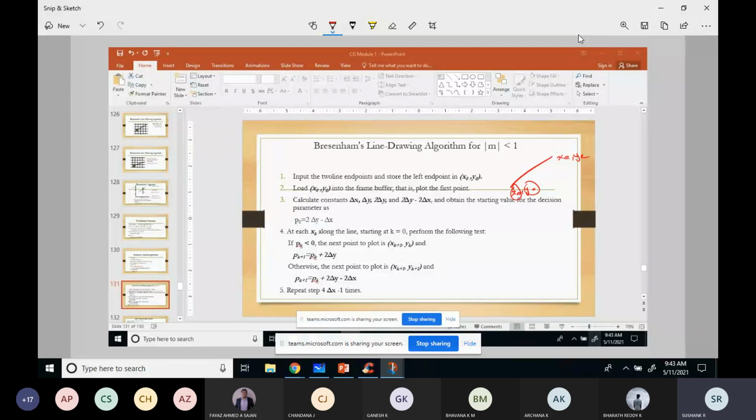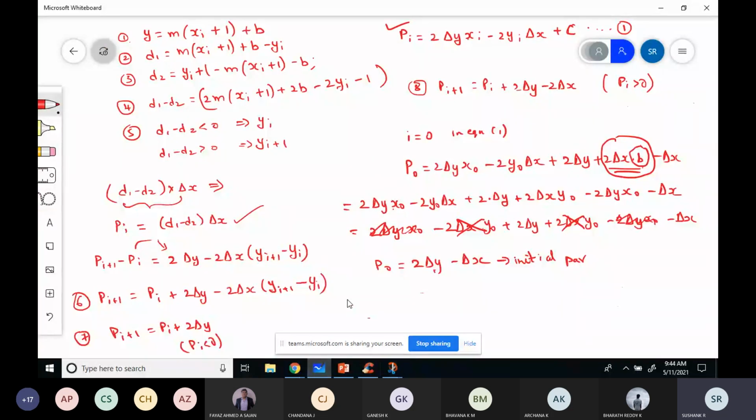So what you will do means first you will get the endpoints of the line. Once the endpoints of the line are obtained, you will first store the left side point x naught, y naught. After that you will set the color for that x naught, y naught. Then you will plot the first point. First get the points, set the color for that position x naught, y naught, then plot it. After that, calculate the constants. What constants have we derived? We have derived delta x, delta y. Calculate delta x. Calculate delta y. Then 2 times delta x.